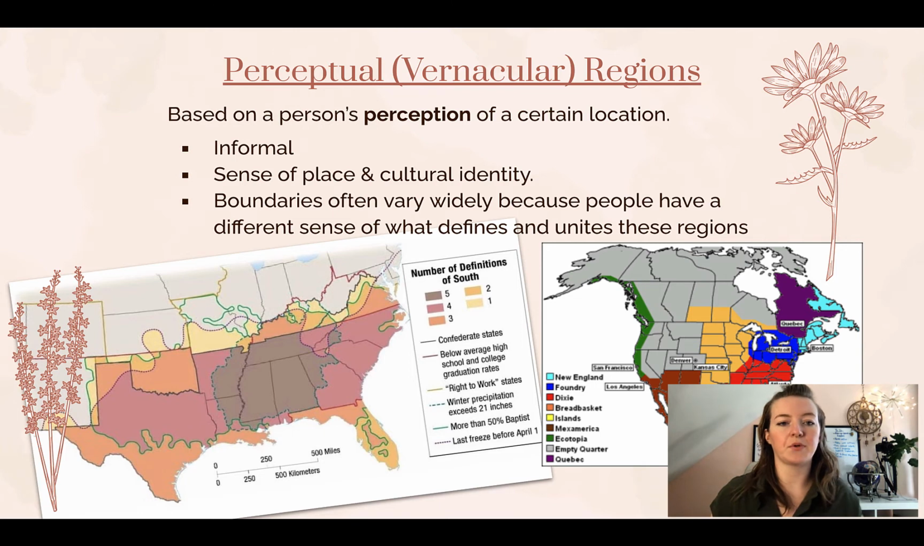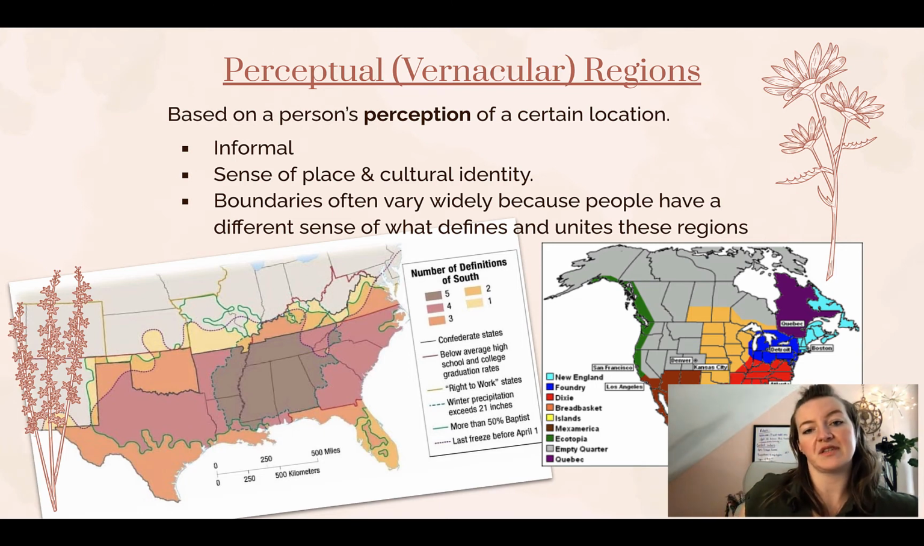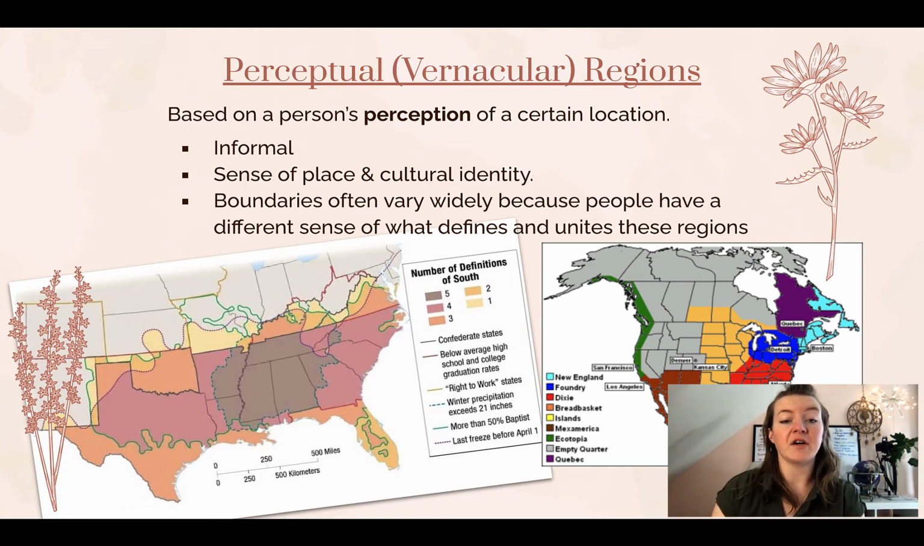Then we have perceptual or vernacular regions, and this is our third major type. And these are based on a person's perception of a certain location. So they are informal, they have a sense of place and a cultural identity, and the boundaries are often very widely varied because people have a different sense of what defines and unites that space, that region.